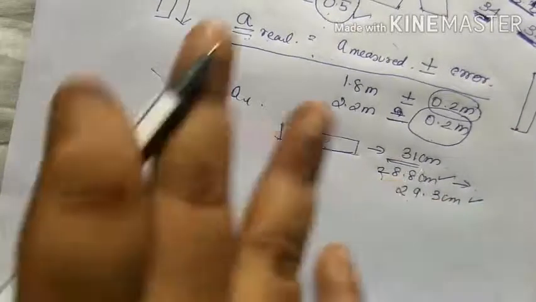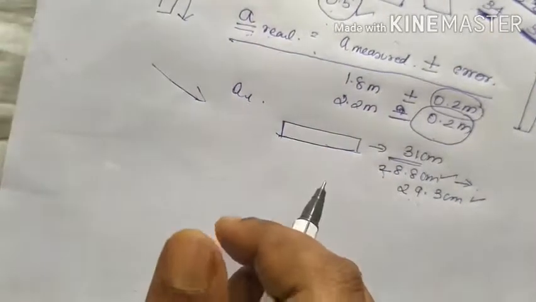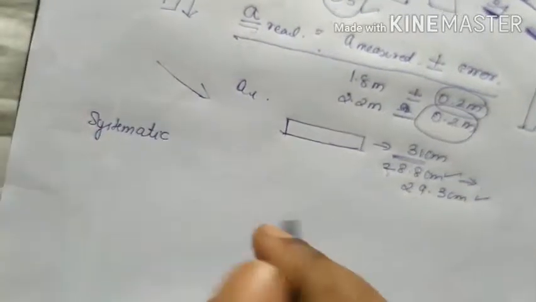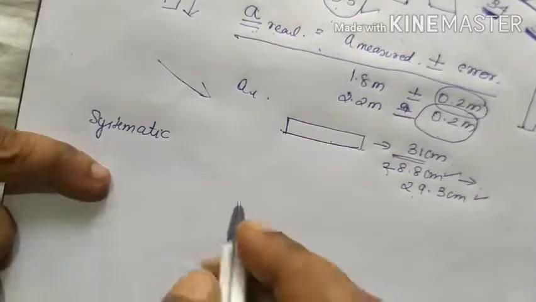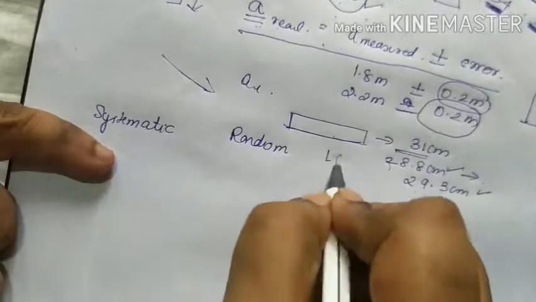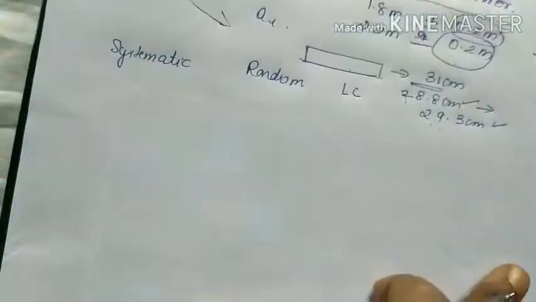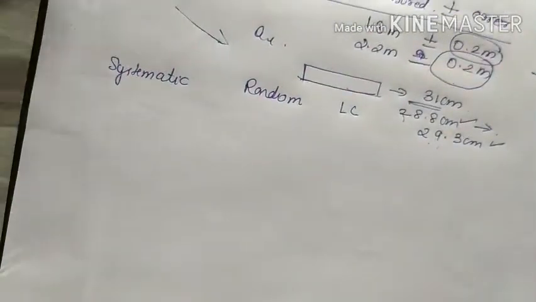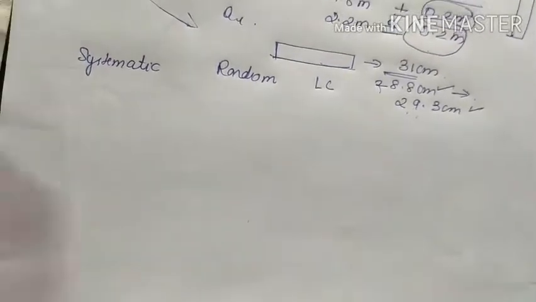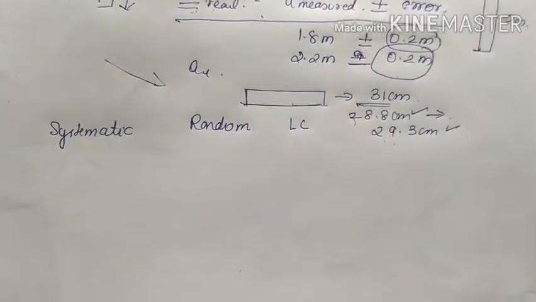So different types of errors are there, and they are broadly classified into three parts: systematic errors, random errors, and least count errors. Least count you might know. I hope you have seen a vernier caliper, the devices used for measuring very small lengths. If you have not seen it, you might see it during your 11th class, that is this year.